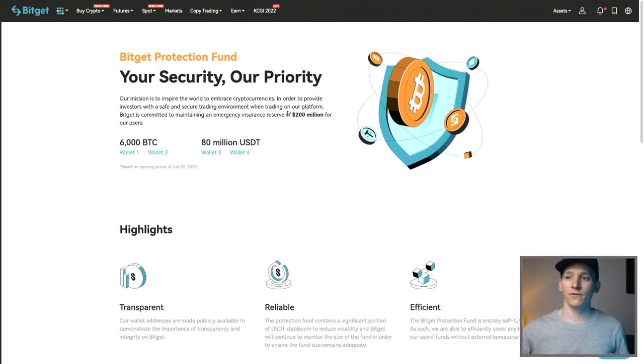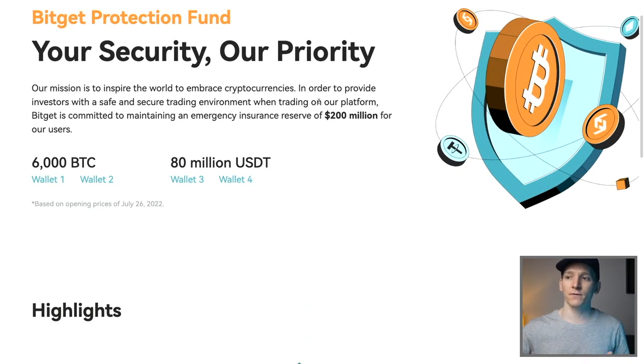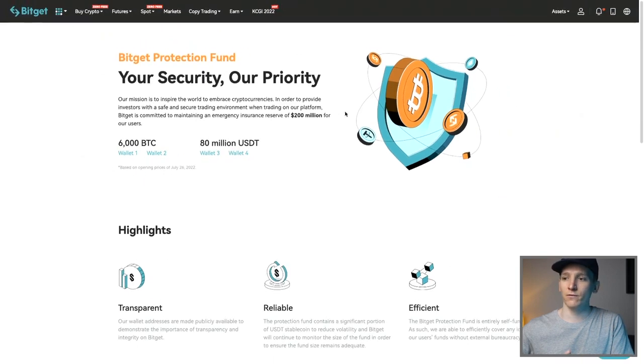Bitget also have a protection fund. You don't have to sign up or do anything here, but the protection fund is for traders. It's an emergency insurance reserve. So that's up to $200 million, which is obviously quite good to know.